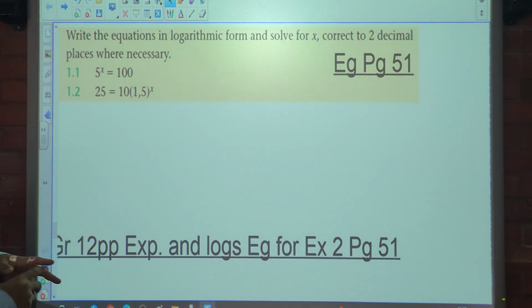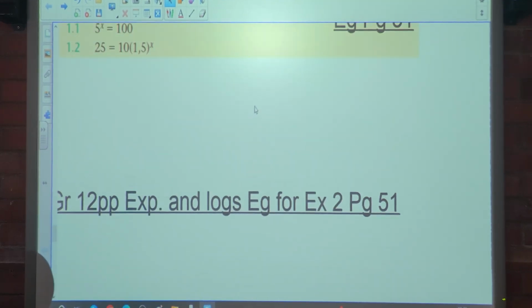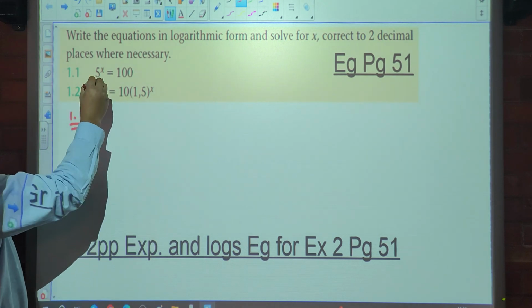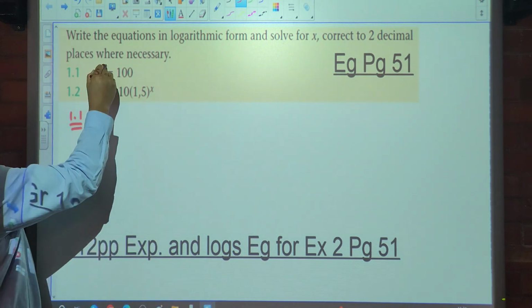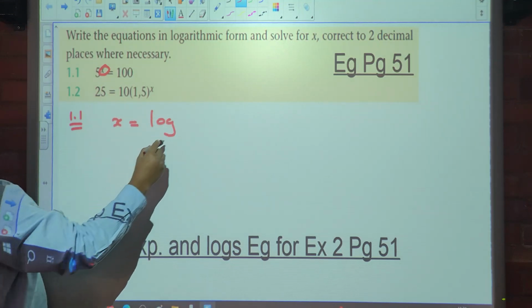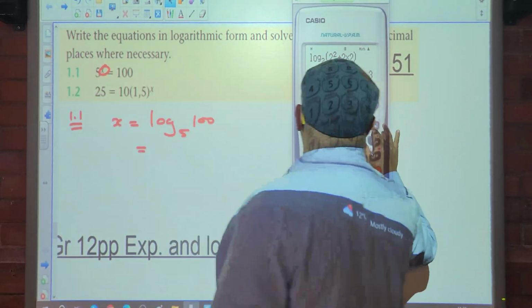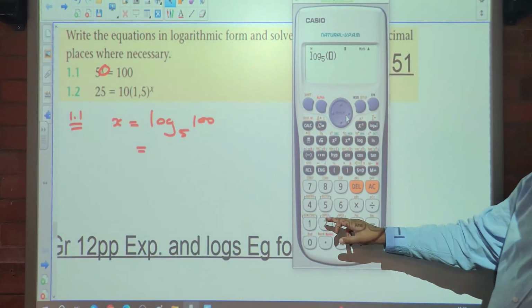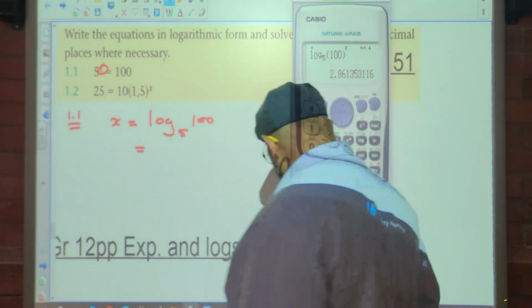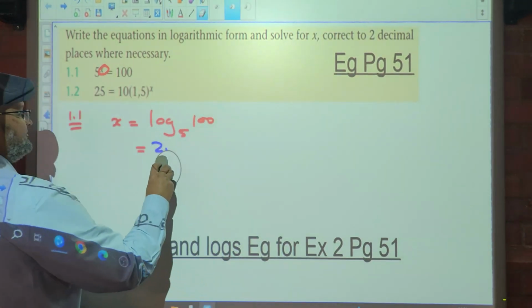Write the following equations in log form and solve for x, correct to 2 decimal places. So what do we do here? If we write this in log form, what would this be? The base will be 5, and that's going to be your subject. So x is equal to log base 5 of 100. So what do I do? Calculator. Log base 5 of 100 is going to be 2 comma 86. Okay.